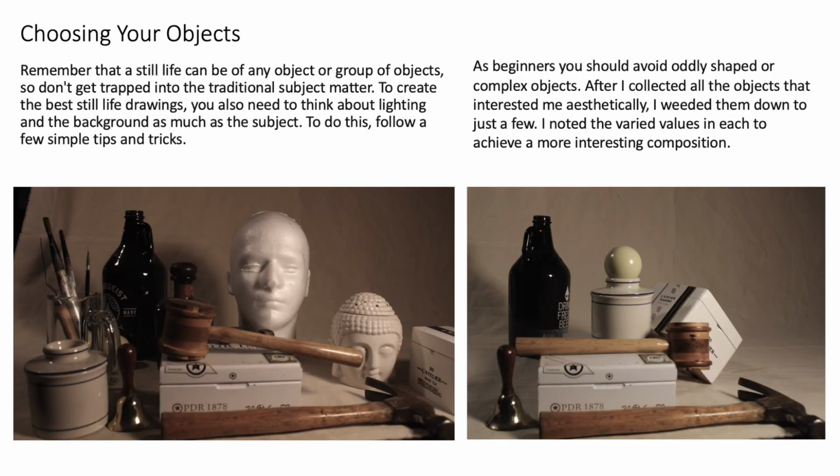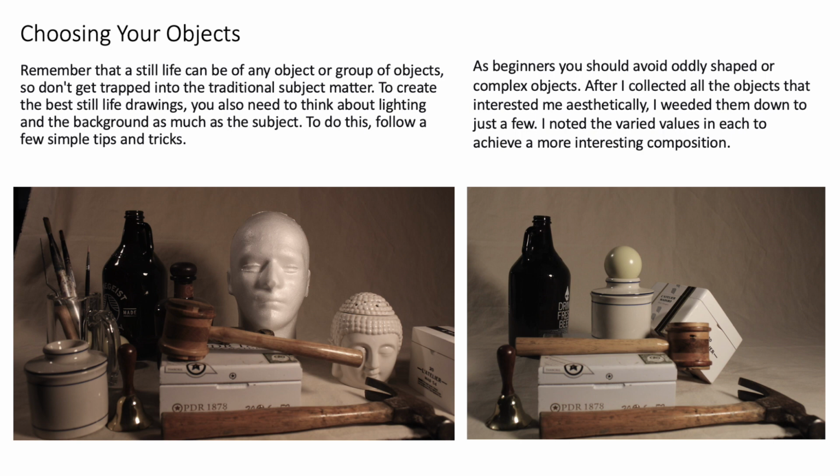Choosing your objects. Remember that a still life can be any object or group of objects, so don't get trapped into traditional subject matter. To create the best still life drawings, you'll also need to think about lighting and the background as much as the subject. Think about your lighting and your background as part of the composition, as they will be in the painting as well. Your painting isn't just about the subjects, it's about the surroundings and context. Look at what kind of shadows are made by the lighting. Are they interesting? Are they engaging?